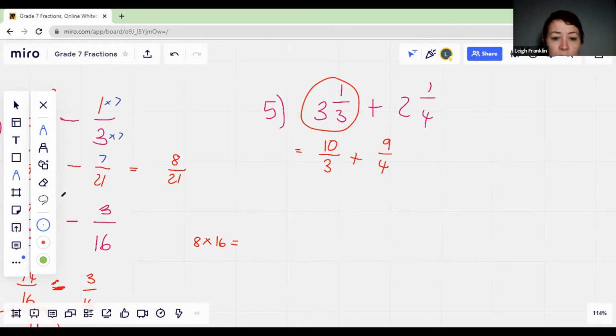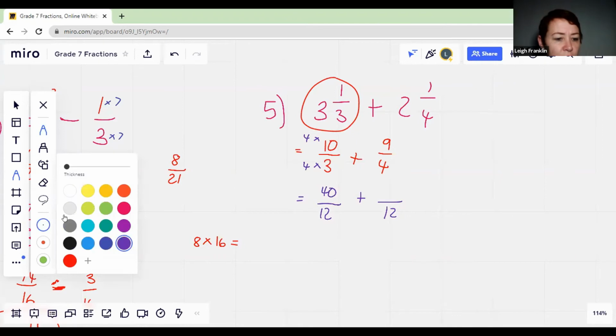So that's why we're using 12. Okay, so now we want to make 10 over 13 into something out of 12, and we want to make 9 out of 4 into something out of 12. So over here, I've got to multiply by 4. What I do to the bottom, I've got to do to the top as well. So that's going to leave me with 40 out of 12. Same thing on this side over here.